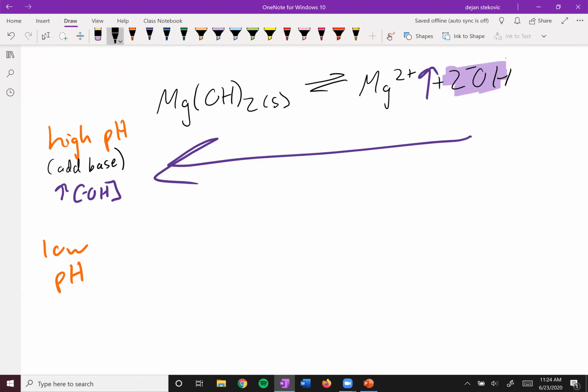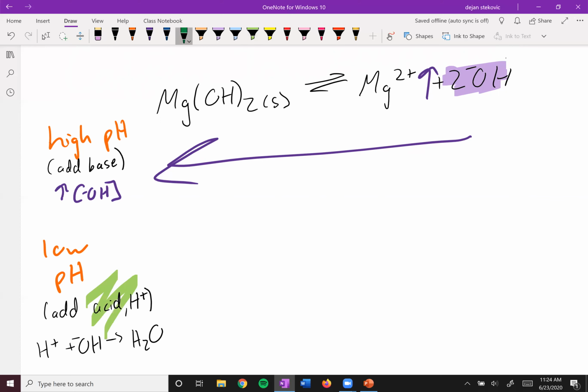And then vice versa, if we have a low pH, that means that we added some acid or some H plus. Now you don't see acid directly involved in this equation, there's no H plus, but you've got to think about some coupled reactions. In this case, H plus and hydroxide will react to make water. And so if hydroxide is reacting to make water, its concentration will actually decrease. So you're decreasing the amount of product and you're going to shift towards the right. So if you want magnesium hydroxide to dissolve, you should add some acid.